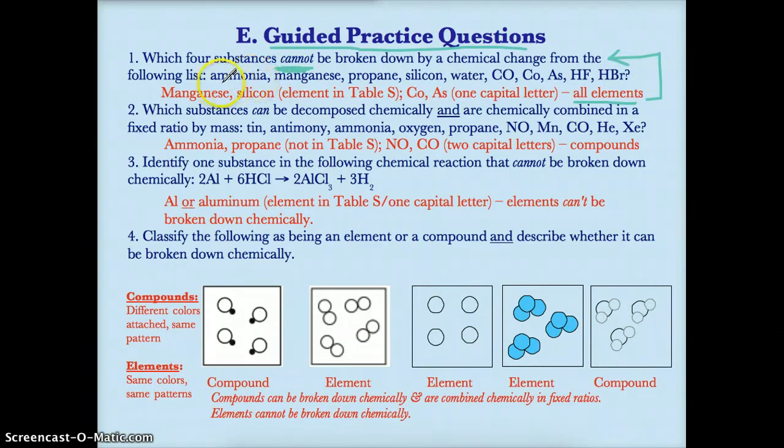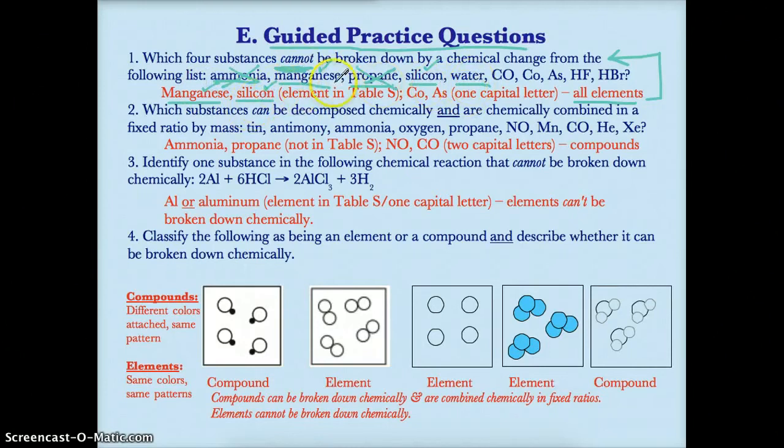So let's see first with these 5 chemical names whether they are elements. Ammonia is not a chemical name listed in Table S, so therefore it's not an element. You can check that on your own. Manganese, however, is a chemical name listed in Table S, so it is an element. That's the first element we find in the list. Propane is not listed on Table S, so it's not an element. Silicon, however, is, so it is a chemical element because it's a chemical name listed on Table S.